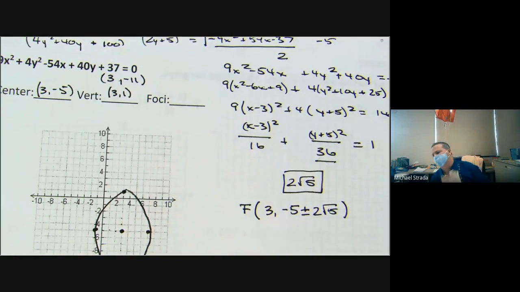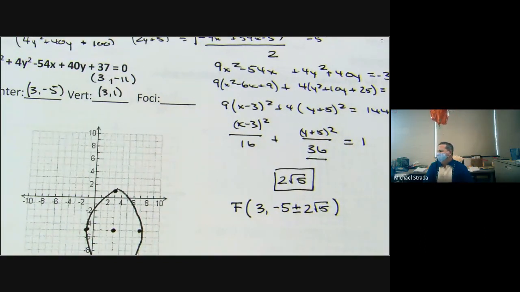Say I didn't do the 2 root 5 part. If you just had root 20, you lose like half a point. You know what I mean? So if that one's worth like 5, you get 4 points.